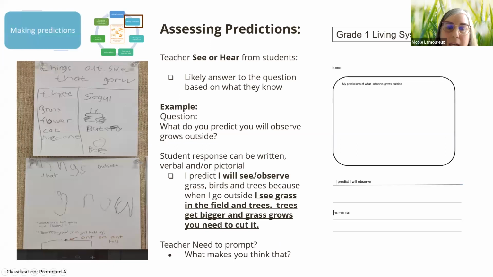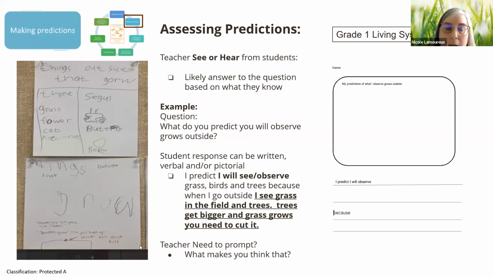But I predict I will see, they could use the word observe, grass, birds, and trees. Now, if they stopped there, that's a likely answer, but it's not completely a full-on prediction, right? I see because, so somebody said the because statement. Yes, absolutely. When I go outside, I see grass in the field and trees. Trees get bigger and grass grows and you need to cut it. Okay, but what happens if the student just stops at I will see grass, birds, and trees?